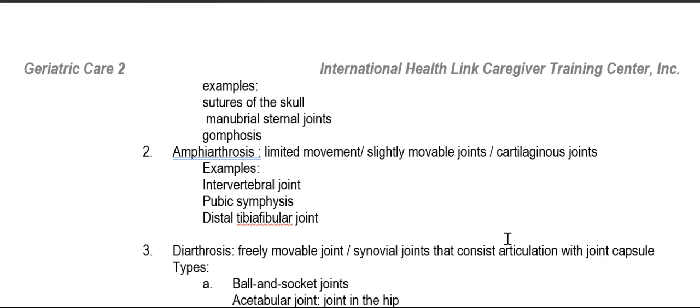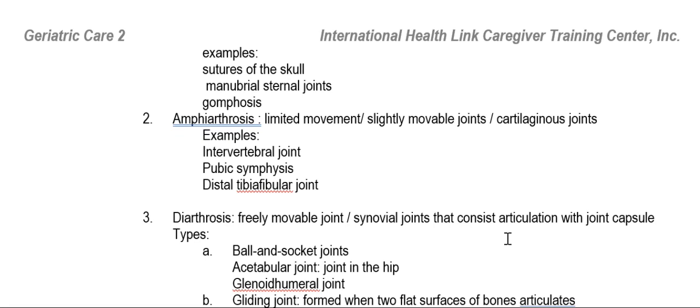So these are synovial joints that consist of articulation with a joint capsule, and of course it has synovial fluid that constantly lubricates your bones, okay, particularly your cartilage. So these are types of diarthrosis. We have 6. One is the ball and socket joint, for example, your acetabular joint, the joint in your hip.